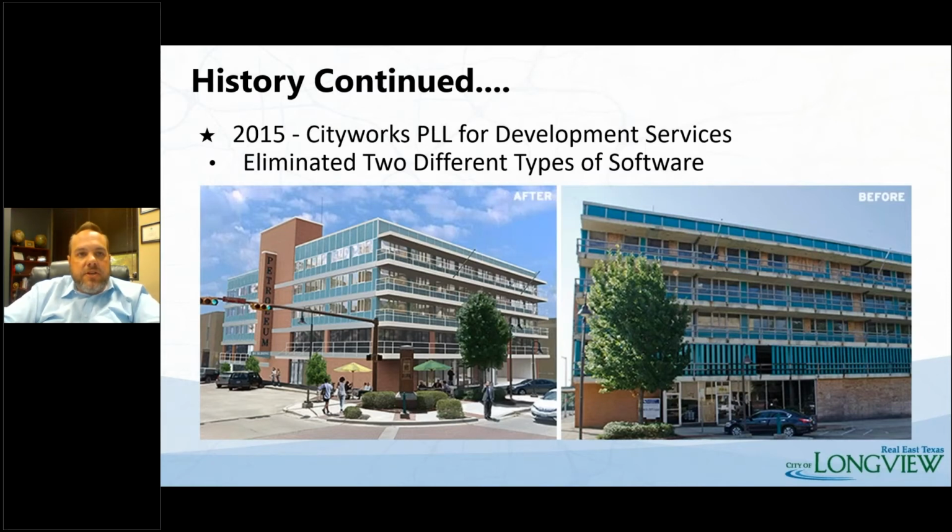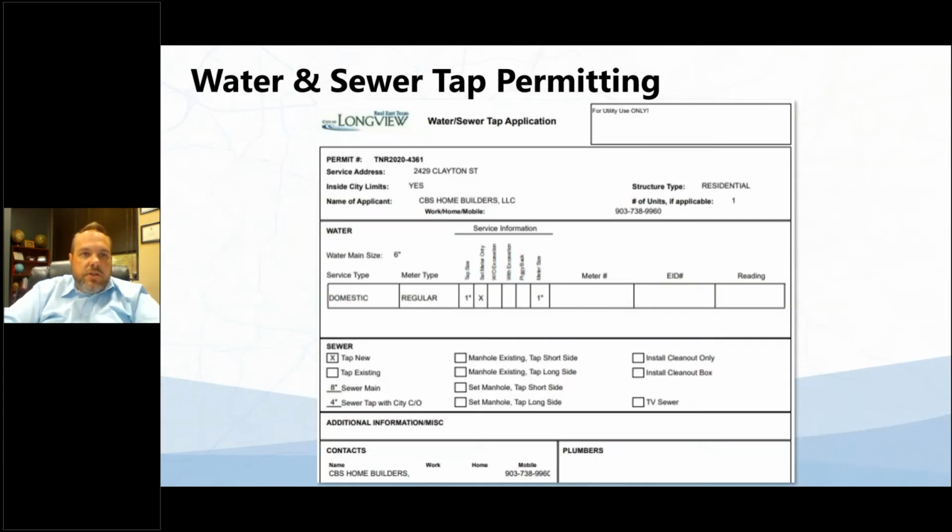In 2015, we also implemented Cityworks PLL for our development services department. This includes the development process, zoning, permits, building inspection, and code enforcement. This eliminated 2 more pieces of software. A unique aspect of our use of PLL is the cross-departmental use for water and sewer tap permitting. It's initiated in development services, which creates a service request when installation is needed. The request notifies the water and sewer department for installation of the taps.